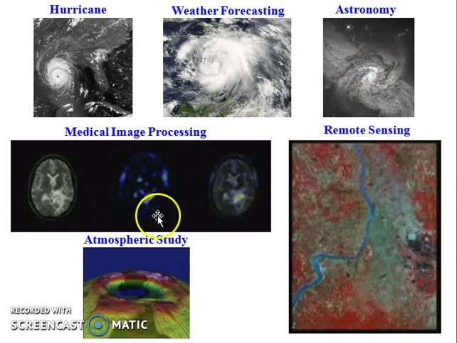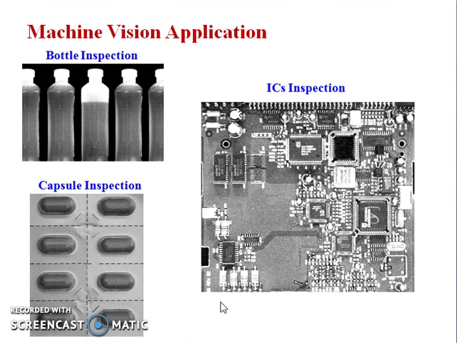This is the most widely used application, medical image processing, to detect a brain tumor in the human brain. This is the location of the tumor in the human brain. So the doctor can find out the size of the tumor inside the human brain. This is a remote sensing application. For atmospheric study also, you can extensively use digital image processing. This is the image of the ozone hole which is created in the ozone layer.